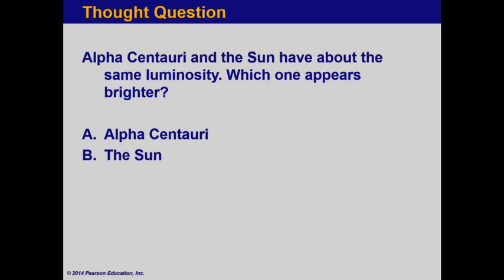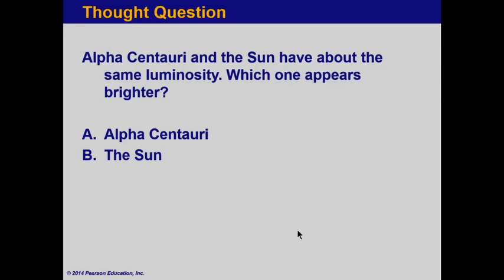So, Alpha Centauri. Our closest star is actually a binary, Alpha and Proxima Centauri. And so Alpha Centauri and the Sun have about the same luminosity, right? So they are generating the same amount of light. So which one actually appears brighter to you? Which one do we receive more light from here on Earth?